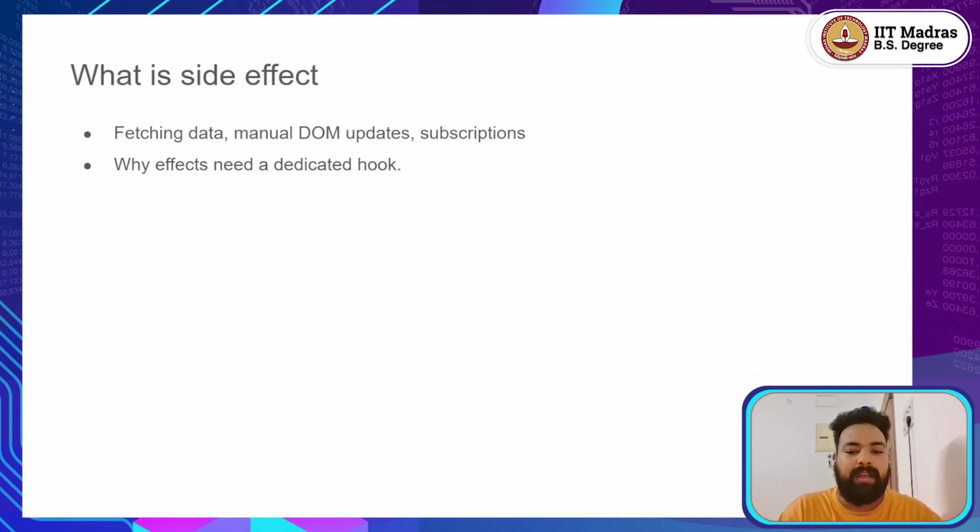React's components are meant to be pure functions. Given the same inputs, they should always produce the same output. However, side effects introduce behavior that isn't purely dependent on the component's input. That's why React provides a dedicated hook, the useEffect hook, to isolate and manage these effects so that they happen at the right time and don't interfere with React's predictable rendering behavior.